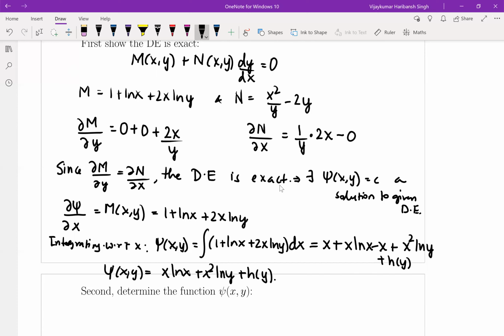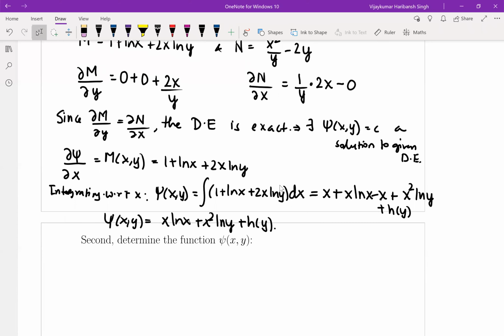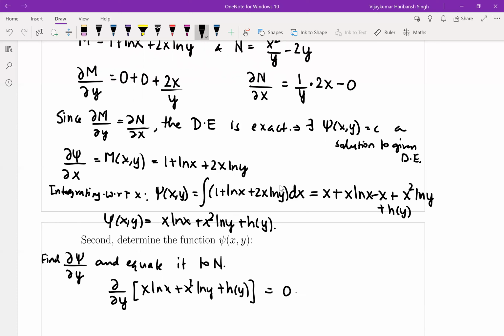Now we have gotten phi. Now we need to determine what h of y is as a function. So for that, we'll do the following. The second step is to take the partial derivative of phi with respect to y and equate it to N. So if we do that, we have the partial derivative with respect to y of x ln x plus x squared ln y plus h of y. This is going to be 0 for the first term because there's no y in it. So 0 plus x squared by y plus h prime of y.